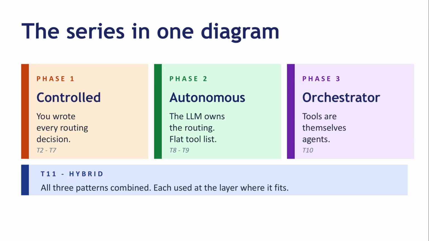Here's where you are. Phase 1, controlled. Phase 2, autonomous. Phase 3, orchestrator. T11 sits at the intersection. We use each pattern at the layer where it fits, not because hybrid is fashionable, but because the briefing structure naturally calls for all 3. As we build, every architectural primitive from the previous 10 tutorials will show up in real code. This is the capstone retrospective, made tactile.